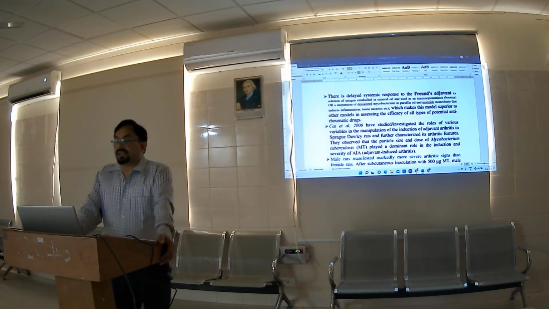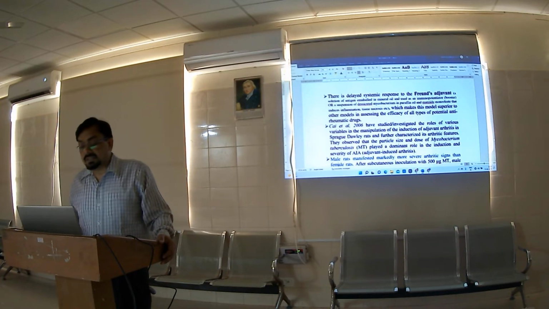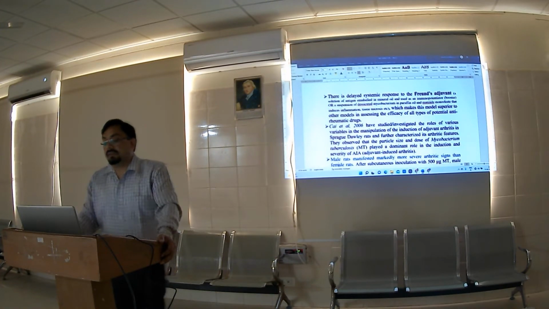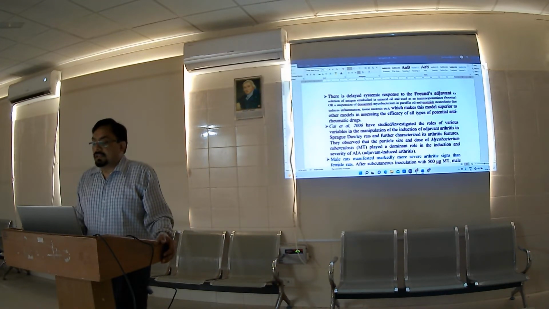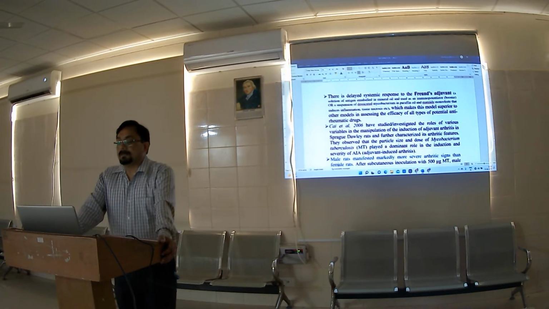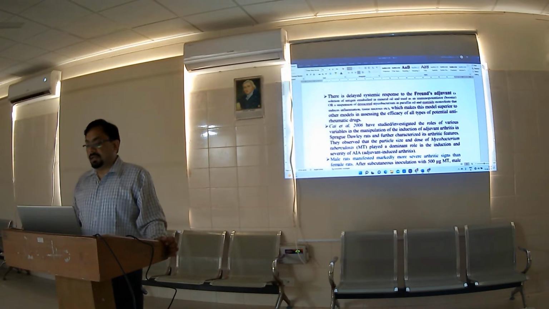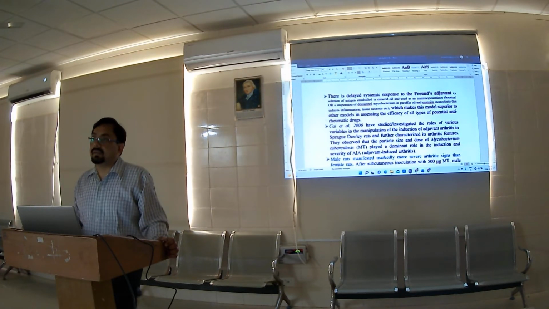This makes the model superior to other models in assessing the efficacy of all types of potential anti-rheumatic drugs. Various modifications have been made in this particular method. First by Kai et al. 2006, where they investigated the role of various variables in the induction of adjuvant arthritis in Sprague-Dawley rats and further characterized its arthritic features. What did they observe? They observed that the particle size and dose of Mycobacterium tuberculosis played a dominant role in the induction and severity of adjuvant-induced arthritis.